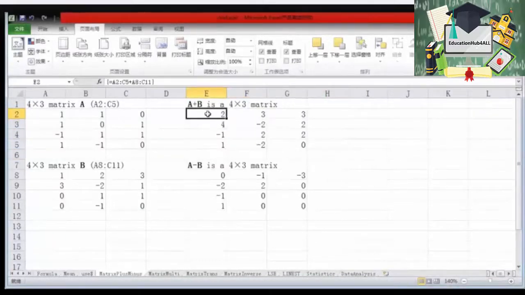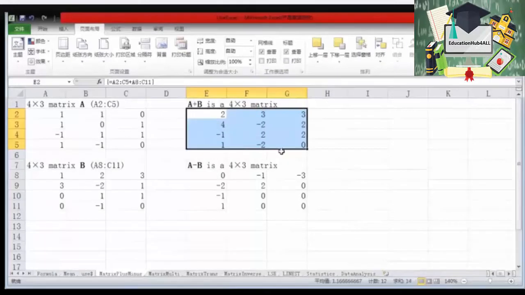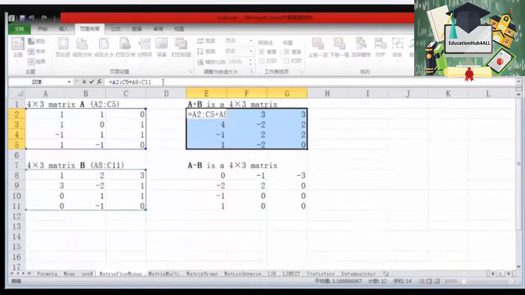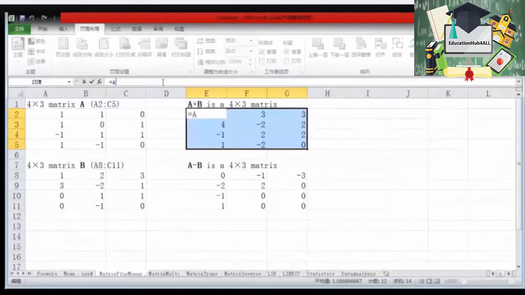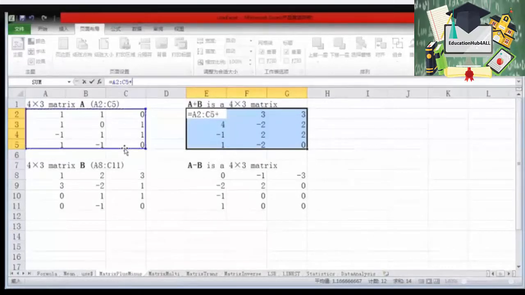Okay, so because the addition is again 4 by 3, we select the area. It's the matrix, not just one cell. It takes an area of cells. You select this cell, and then you select the first matrix, matrix A. Matrix A is here. You just enter plus, and then you select matrix B.